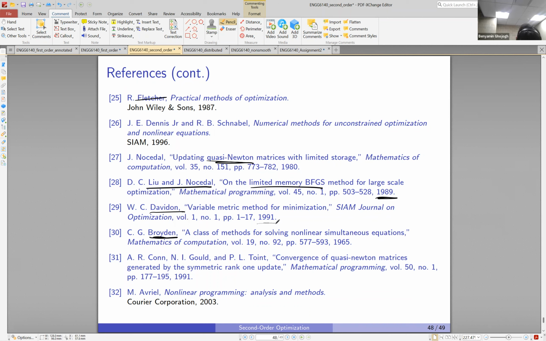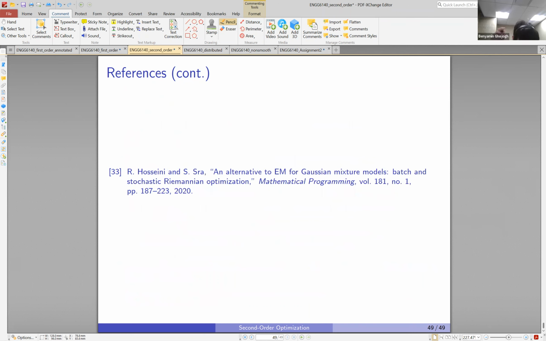You can look up their papers, 1965, 1991. Convergence of Quasi-Newton matrices, this is also a paper. Nonlinear programming, this is a book. And this is the paper which I mentioned, the algorithm of LBFGS by Reshad Hosseini and Suvrit Sra at MIT. They have worked a lot on an alternative to expectation maximization for Gaussian mixture models, and in those papers they are using LBFGS a lot. You can look at their papers.